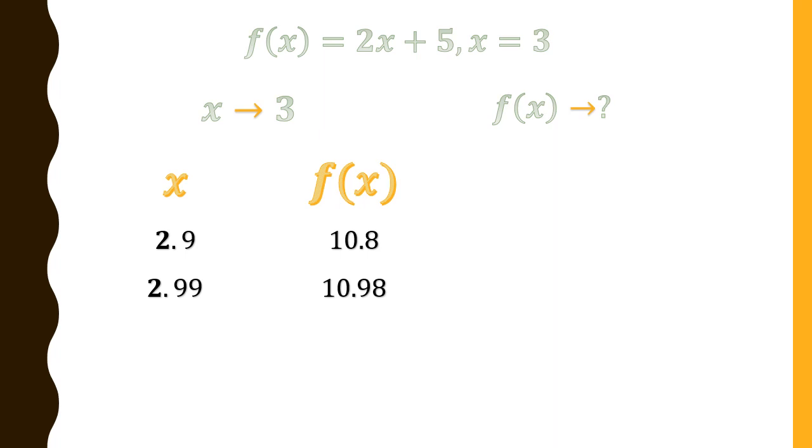10.98. See the difference here. When I take 2.9, I get 10.8. When I take 2.99, I get 10.98. And then I am going to take 2.999. I am just adding one more 9, so that I can get nearer to 3. And then for f(x) I get 10.998.